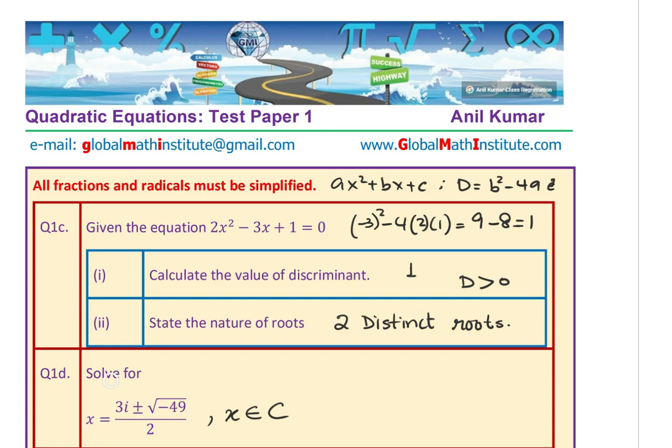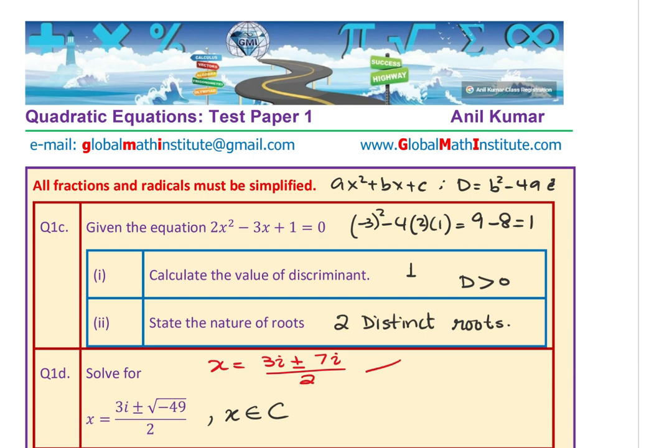And D is solve for x. Well, x is 3i plus minus square root of minus 49. So you can now write, let me change the ink here. x is equal to 3i plus minus, so minus 7, right? 7i, right? Over 2.